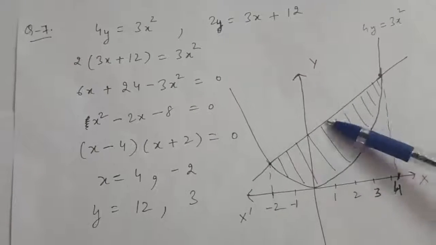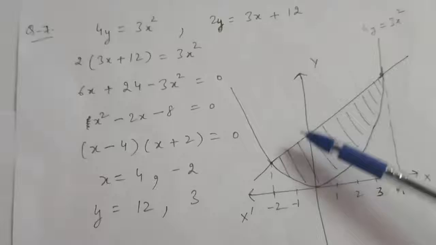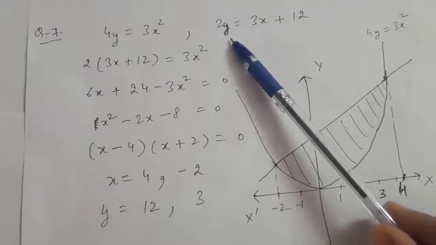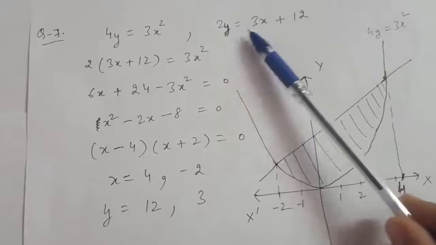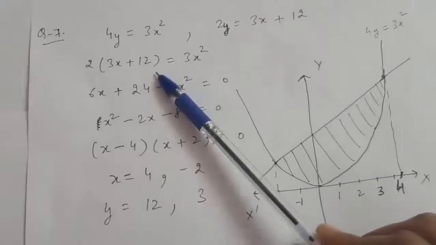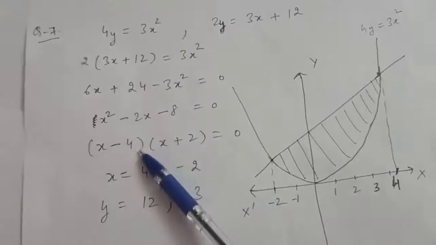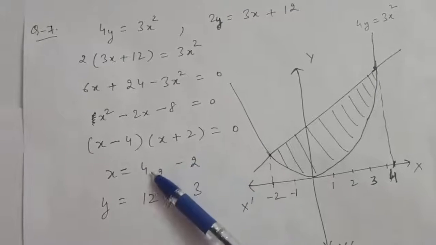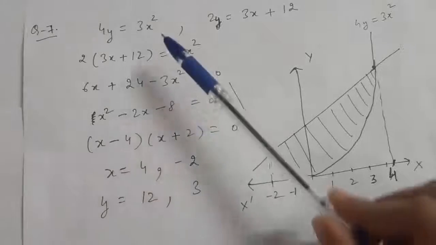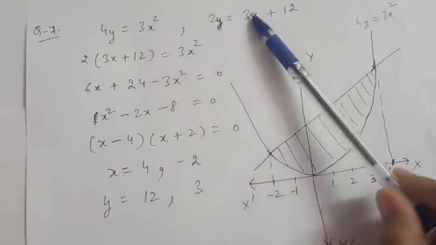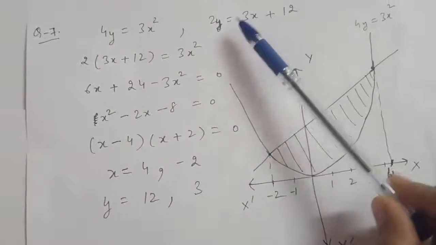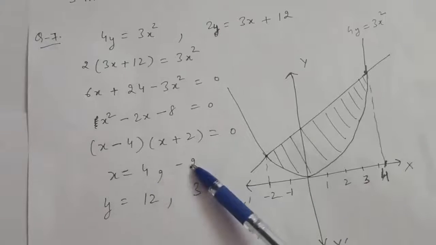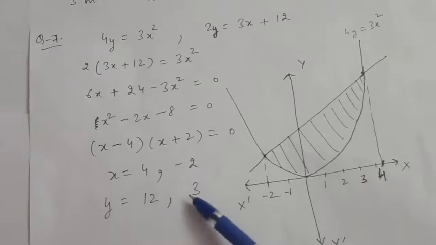Now to draw the line, first of all find the points where the line will cut the parabola, right? So in place of 2y I am writing this 3x plus 12, right? Solve it, you will get the value of x as 4 and minus 2. Now when x is 4, you put the value of x equal to 4 here, you will get the value of y as 12, and when x is minus 2, you will get the value of y as 3.